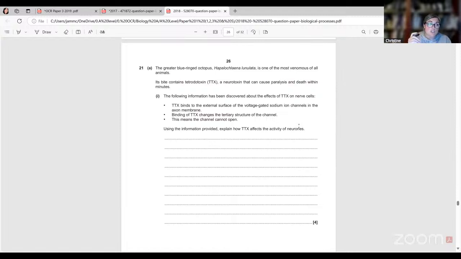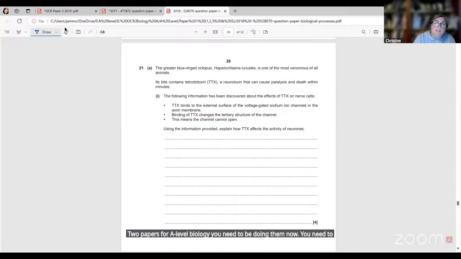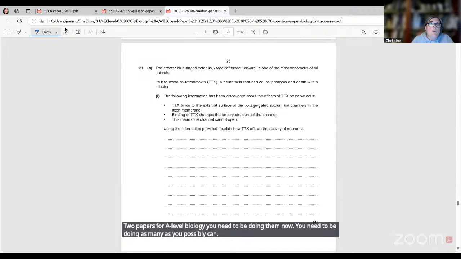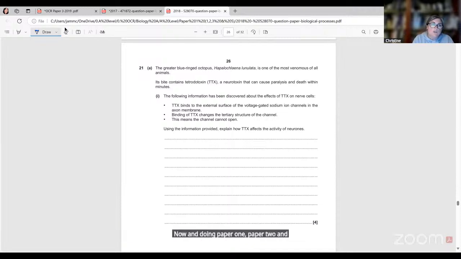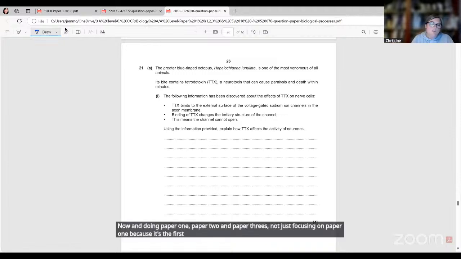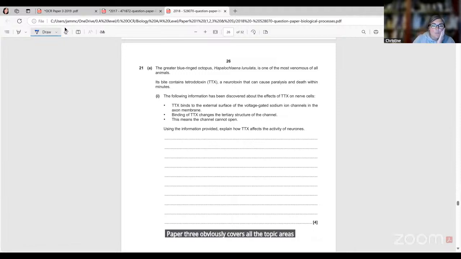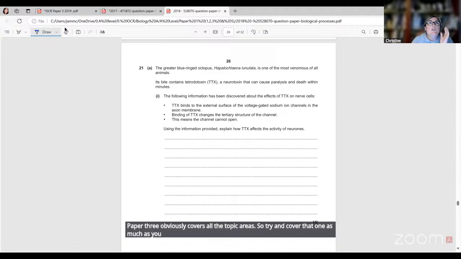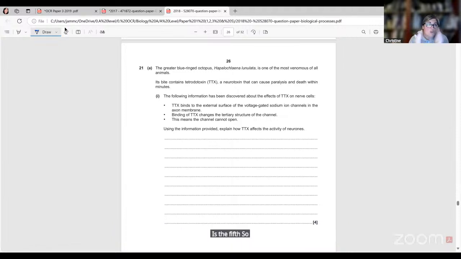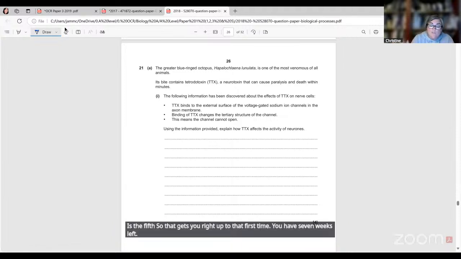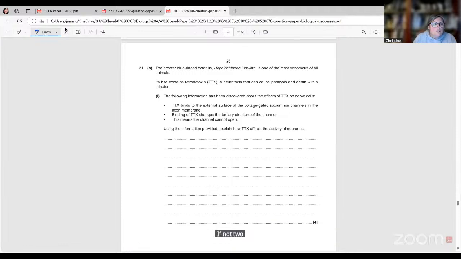Full papers for A-level biology, you need to be doing them now. You need to be doing as many as you possibly can now, and doing paper 1, paper 2, and paper 3, not just focusing on paper 1 because it's the first one, then paper 2, then paper 3. That won't give you enough time. Paper 3 obviously covers all the topic areas, so try and cover that one as much as you can. You have what, 7 weeks? Is it 7 weeks starting tomorrow is my first session. You've got 7 weeks, and then your first exam is the 5th. So that gets you right up to that first exam. You have 7 weeks left. If you do it right, you have enough time to pick up a grade, if not 2 grades, depending on where your knowledge is.